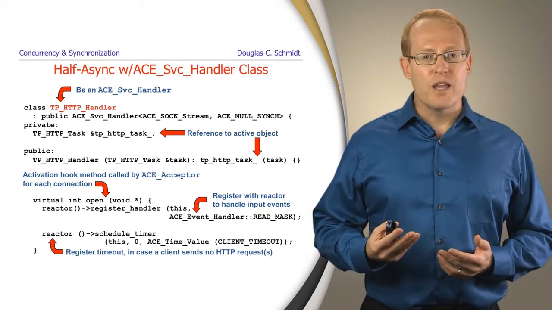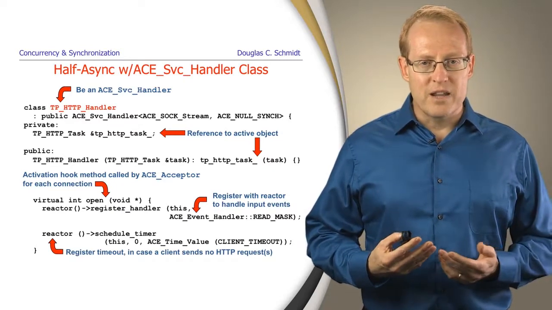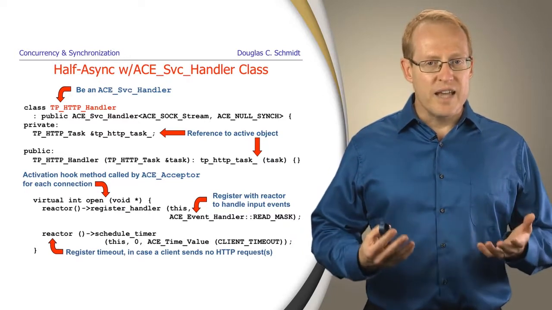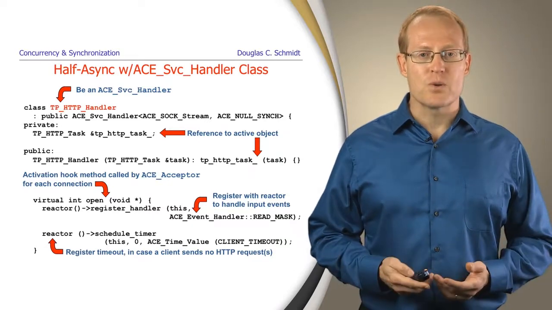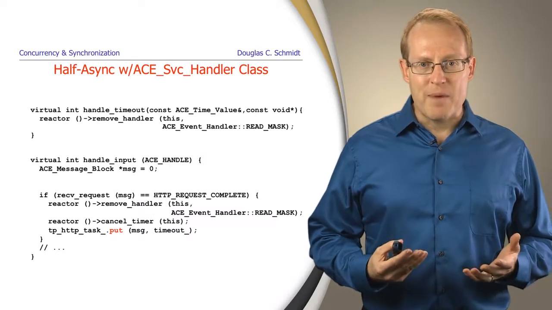And this timer is used to guard against situations where clients provide some kind of intentional or accidental denial of service attack, where they connect to our server but never send any GET requests, and therefore we'd end up wasting resources. Let's first take a look at how we might implement the handle timeout mechanism.